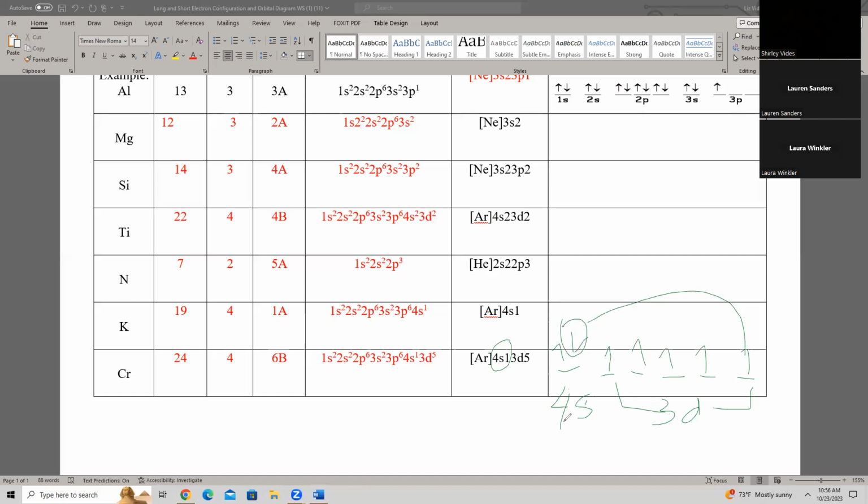That would make it half full, which is more stable. 1, 2, 3, 4, 5. Yep. Okay, I see it now. It's still the same 6, okay? It's just in a different area. They just move that 1 over. That's it.